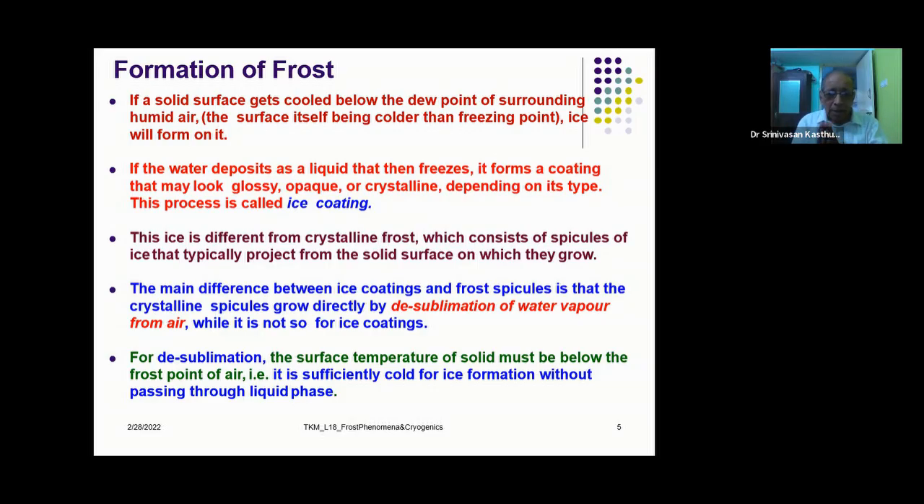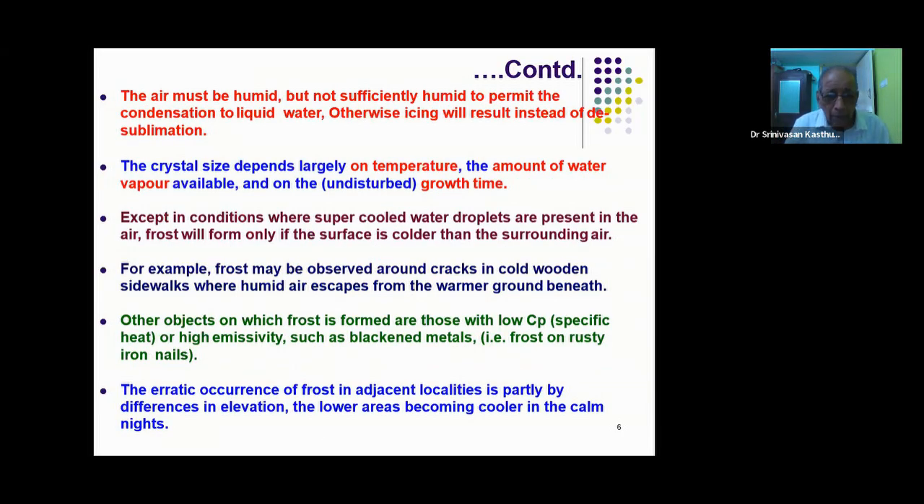Whereas when it goes from the gaseous state to the liquid state, you have what are called normal ice coatings. So this is something you should realize. It can go directly through desublimation to form spicules, or it can go through the water phase, I mean the water getting deposited and then becoming ice. Then you have the normal ice coatings. So the air must be humid, but not sufficiently humid to permit condensation of liquid water. Otherwise, icing will result instead of desublimation.